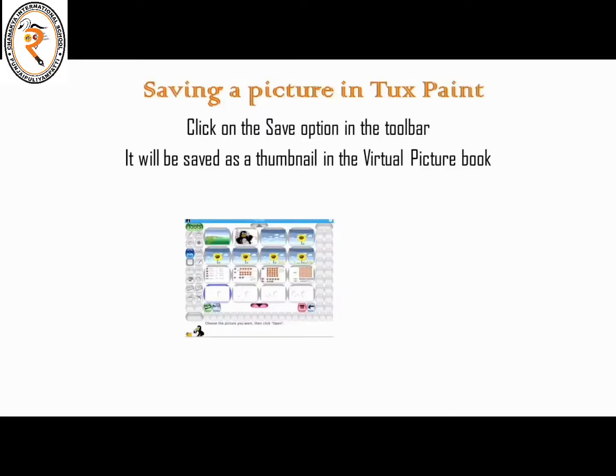Next is saving a picture in TuxPaint. After doing coloring or drawing, we have to save it. Click on the save option in the toolbar. In the toolbar we can see the save option. It will be saved as a thumbnail in the virtual picture book, so we need not give a new name. It will be saved as a thumbnail. In the picture book itself you can see different thumbnail pictures.